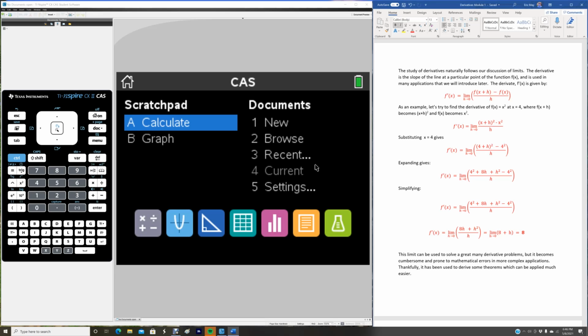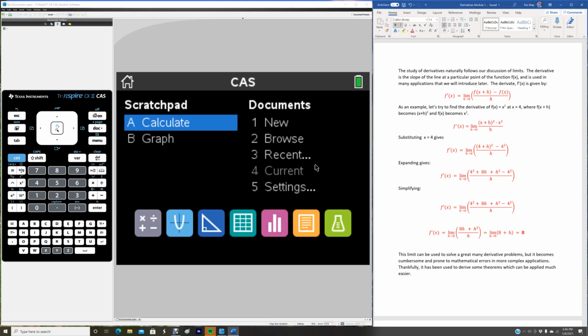Let's try a function of f of x equals x squared at x equals 4. In this case, f of x plus h in the formula becomes x plus h squared, and f of x becomes simply x squared. So if we substitute those into the formula, we get f prime of x equals the limit as h goes to 0 of (x plus h) squared minus x squared over h. Now if we replace x with 4, because that's where we want to determine the derivative, we get the limit of (4 plus h) squared minus 4 squared over h.